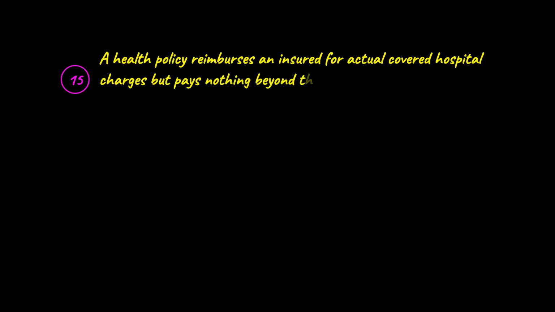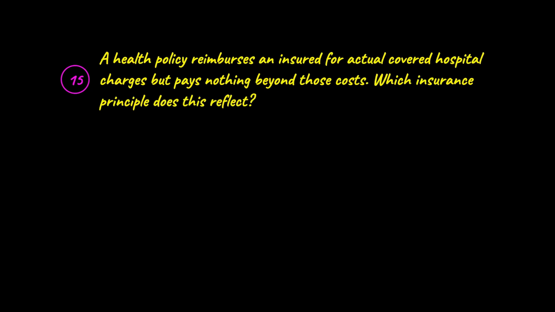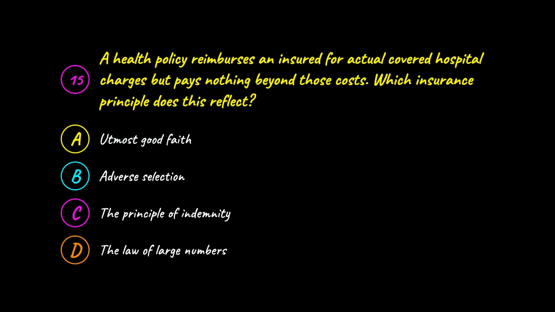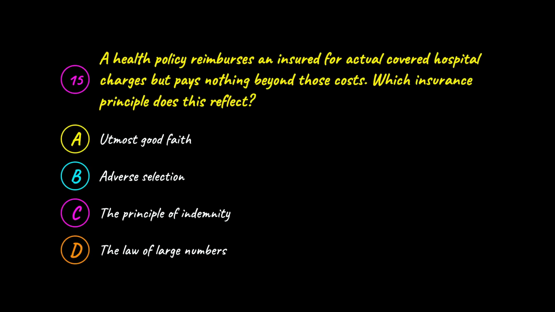Question 15. A health policy reimburses an insured for actual covered hospital charges, but pays nothing beyond those costs. Which insurance principle does this reflect? Your options are: A, utmost good faith; B, adverse selection; C, the principle of indemnity; D, the law of large numbers. Don't overthink it. Which one feels right?